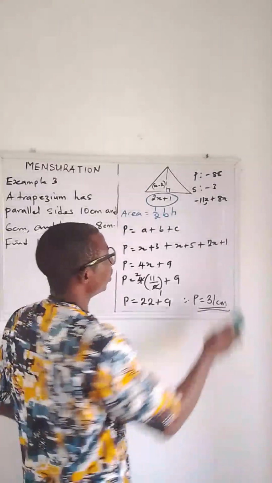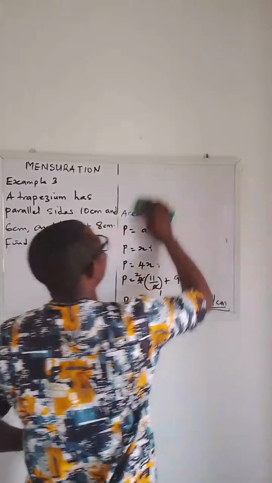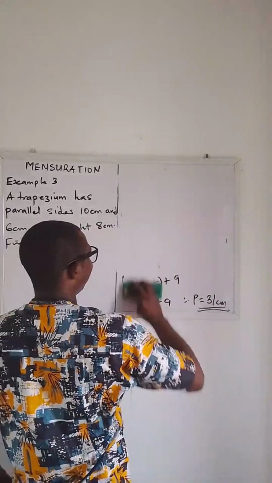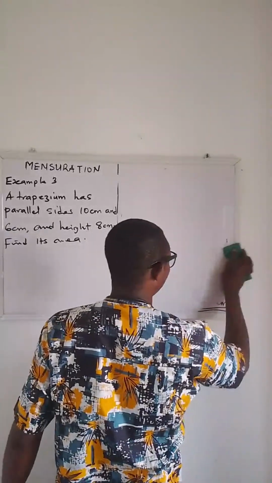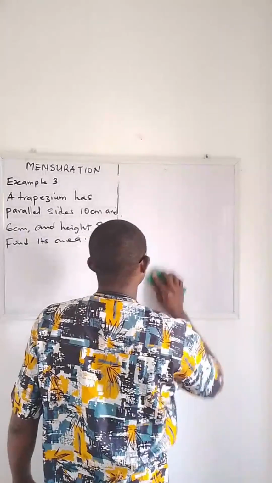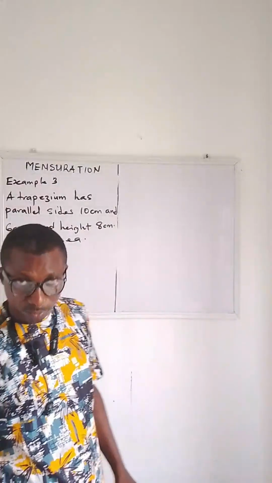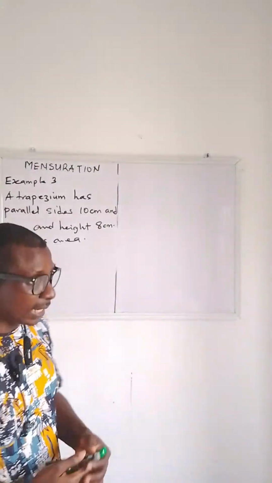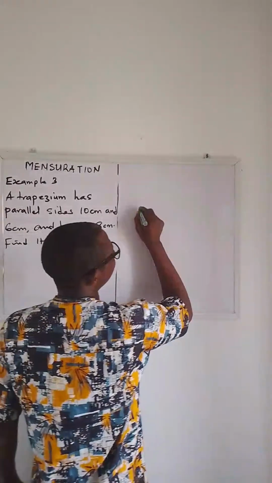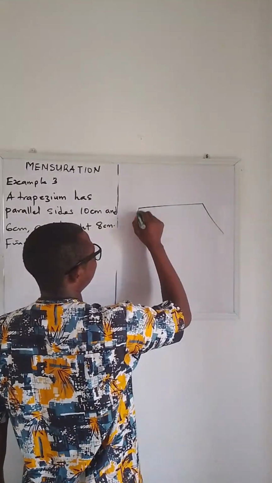Now we need to understand the formula for calculating area of a trapezium. We must also understand the properties of a trapezium. So I need you to listen to me. Now, a trapezium looks like this.